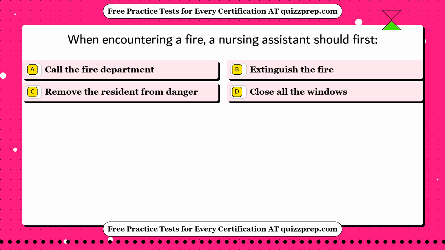When encountering a fire, a nursing assistant should first: Option A. Call the fire department. Option B. Extinguish the fire. Option C. Remove the resident from danger. Option D. Close all the windows.